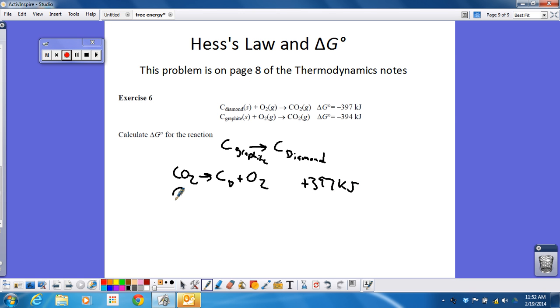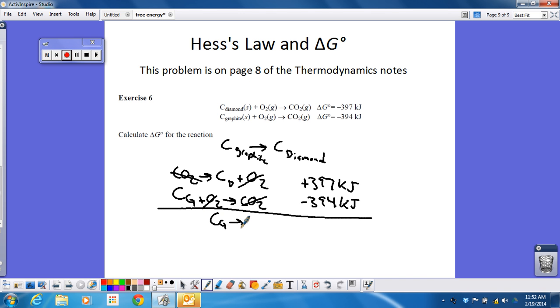Graphite is a reactant, so C graphite plus O2 yields CO2 gas. This delta G stays the same. And then if I add these up, the CO2s cancel out, the O2s cancel out, so carbon from graphite to carbon diamond has a delta G of positive 3 kilojoules per mole reaction. So that is not thermodynamically favored.